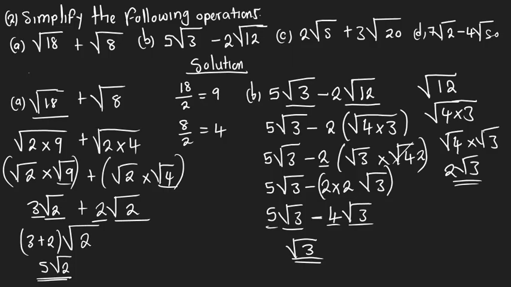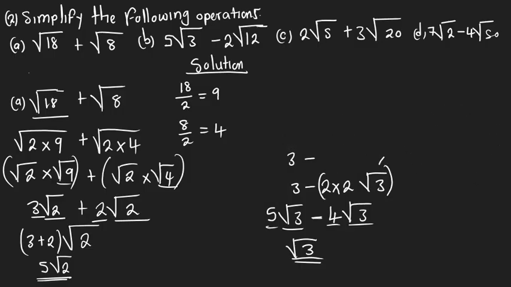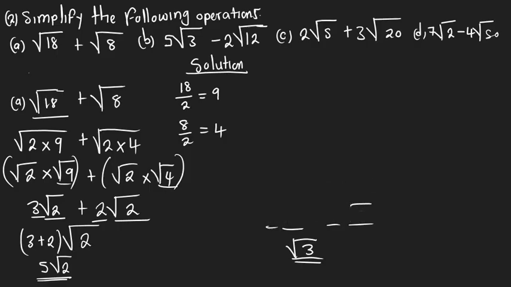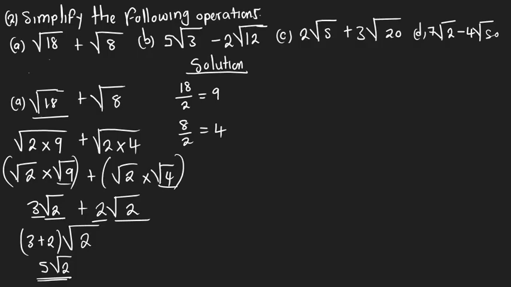Let's try to do C. If I'm doing C, square root of 5 plus 3 root 20, we can't do anything about 5 because it has reached its end stage. We can leave it like that.